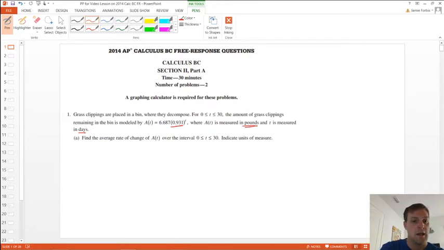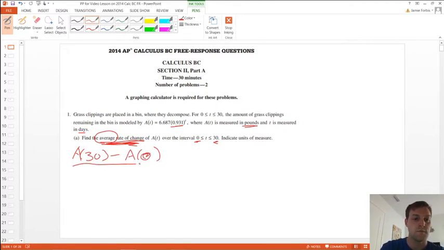Okay. All right, A, find the average rate of change of A of t over the interval 0 to 30 and indicate units of measurement. All right, rate of change. So that's just your slope, your average slope from the endpoints that it gives you. That's the average rate of change. We've seen that wording a lot. It's not average value, but rate of change means we take the slope. So simply, we're just going to do A of 30 minus A of 0, over 30 minus 0.